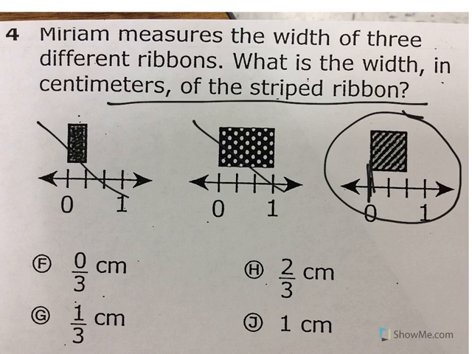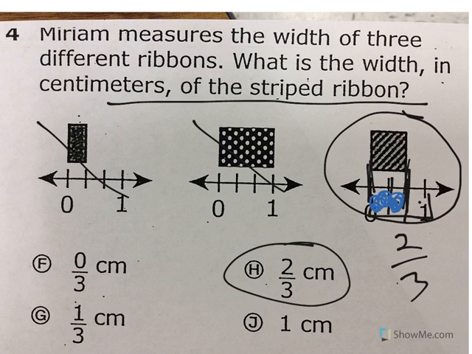Let's go ahead and make a rectangle out of this here. It's broken down into 1, 2, 3, so it's broken down into thirds. And it looks like it's right on the second third mark, this one right here. I can shade it in here. That's 1/3. That's 2/3 of a centimeter right there. So 2/3 of a centimeter. That answer choice would be answer choice H for us.